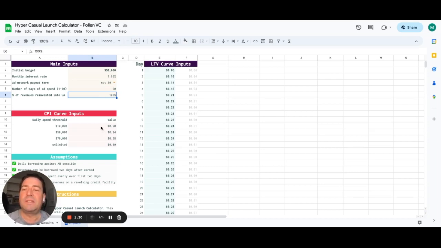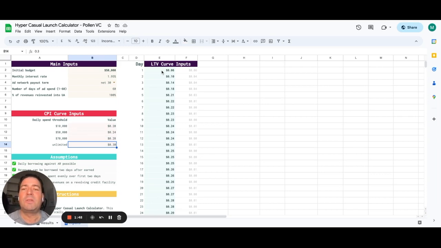Next one is the CPI curve input. We know that the cost is going to go up the more we acquire. So we've set some parameters here. I've got a starting CPI of 20 cents. It's going to edge up to 24, to 28, to 30, based on different daily thresholds.